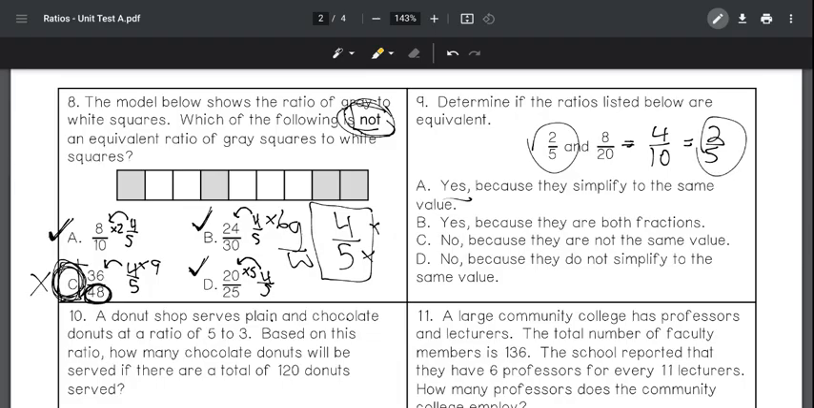So the answer is either A or B because it's yes. They do match. So yes, because they simplify to the same value, or yes, because they're both fractions. A. We simplify to the same value. Just because they're both fractions, that literally means nothing. So B's out.